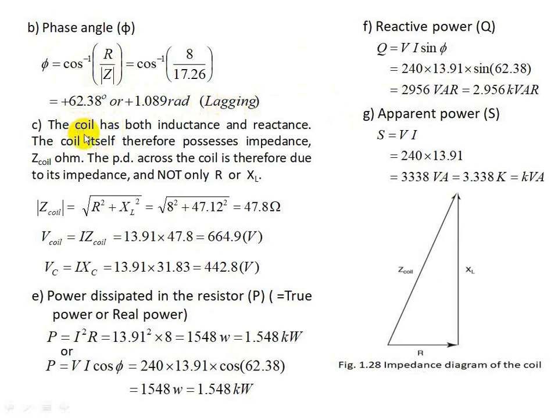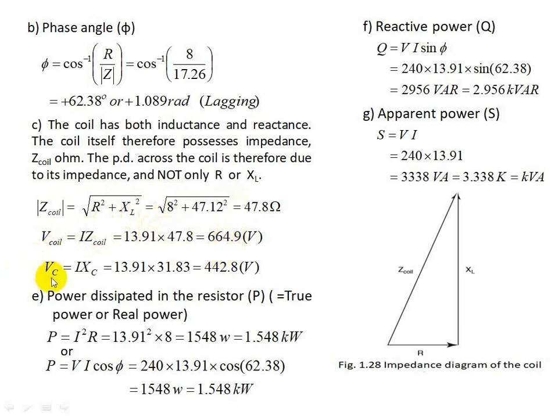Then to find the voltage across the coil, you have to consider both the resistance and inductance of the coil. Use this formula: impedance of the coil is under the root of R square plus XL whole square. This is the impedance of the coil, given by 8 square plus 47.12 whole square. This comes to be around 47.8 ohms. Then voltage across the coil will be the product of I into the impedance of the coil. So you multiply current with the impedance, this comes to be around 64.9 volts.